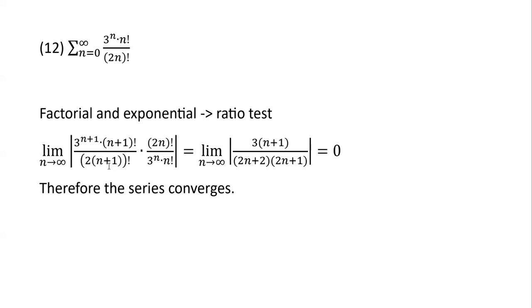So what's (2n plus 2) factorial? That's (2n plus 2)(2n plus 1)(2n) factorial, okay? So that's why you can get rid of this (2n) factorial, and then we're left with 2n plus 2 and 2n plus 1 on the bottom, okay? (n plus 1) factorial is n plus 1 times n factorial. So that n factorial and this n factorial down here would cancel. Okay, so we get this over here.